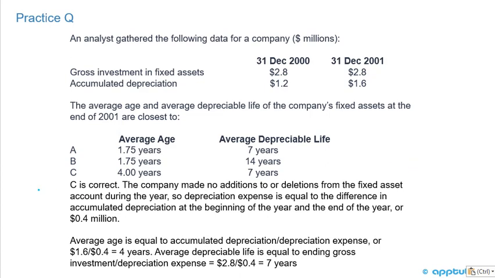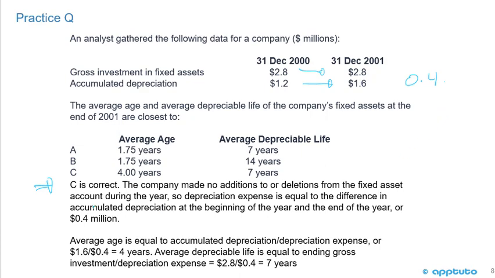So C is correct. The company made no additions or deletions from fixed assets, so you can see the gross investment was the same, and the accumulated depreciation went up by 400,000. So we know: debit depreciation expense 0.4, credit accumulated depreciation 0.4. So we went from 1.2 to 1.6 million.